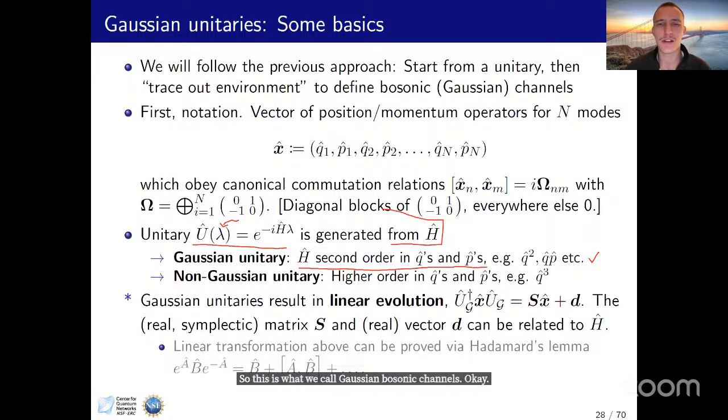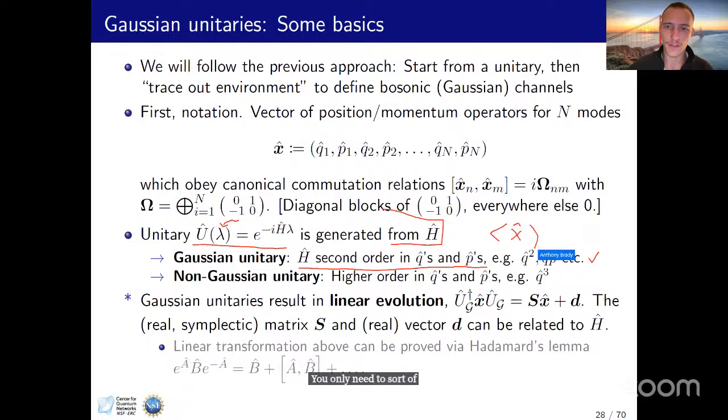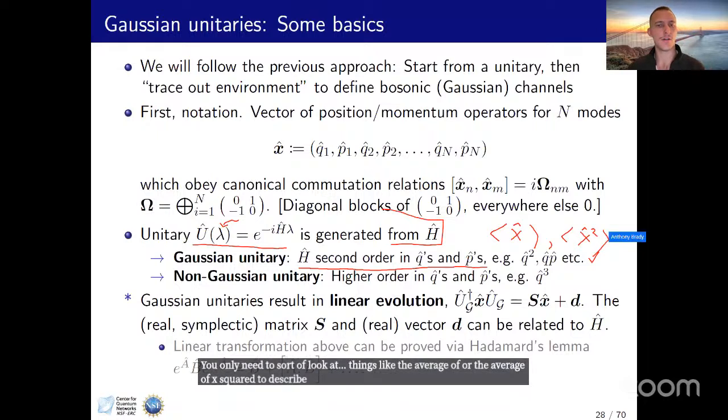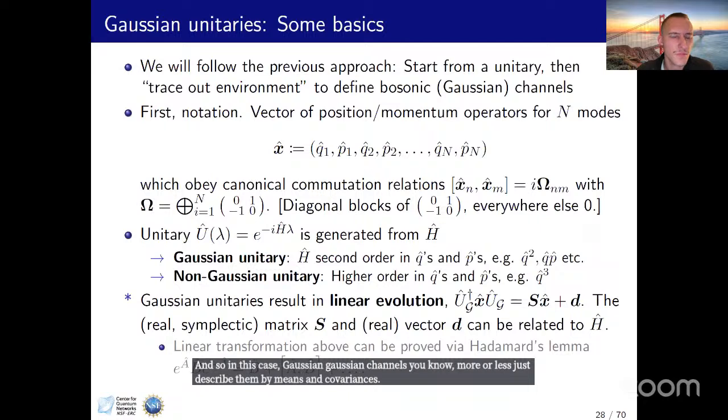Okay. The reason we call them that is because it turns out that if states evolve under these Gaussian bosonic channels, then you only need to describe the channel by how it acts on first and second order moments of states. So you only need to look at things like the average of x or the average of x squared to describe how a Gaussian channel or Gaussian unitary acts. And if you remember what a Gaussian is, it's completely described by its mean and covariance. So Gaussian unitaries and Gaussian channels, more or less, you just describe them by means and covariances, with some caveats.